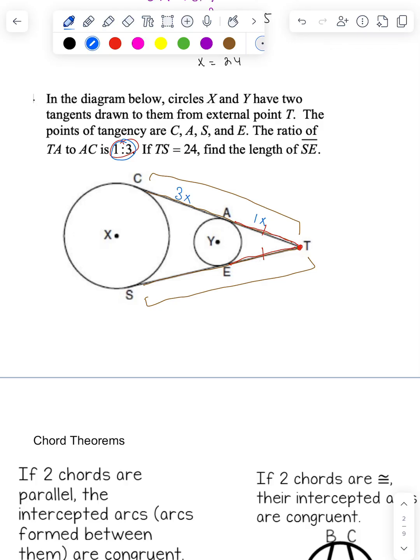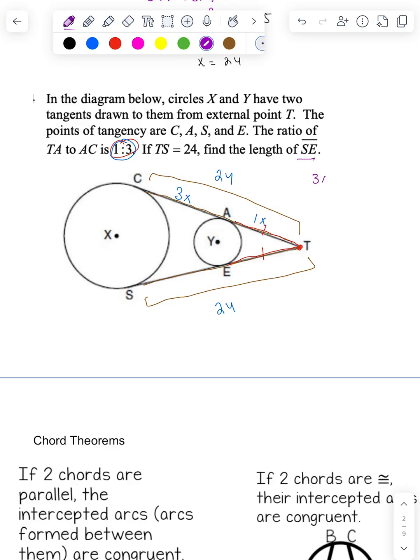And it tells us that TS is 24. But if TS is 24, TC is also 24. So now we can set up an equation to find S that will allow us to find the length of SC, which is what we're looking for.